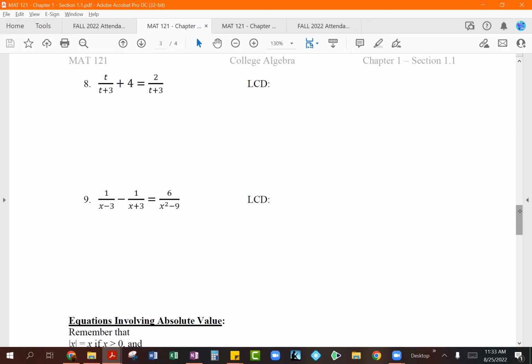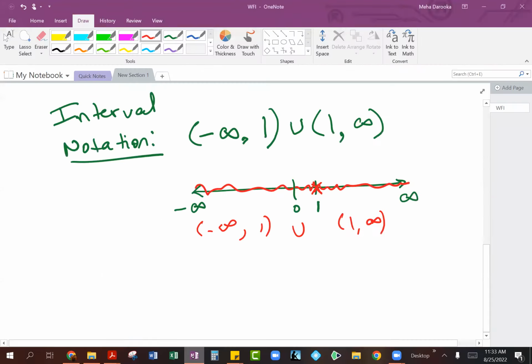So I'm going to skip number 8, but I'll show you how to work number 9, because that involves a little bit of factoring. And I know sometimes factoring can be something we need to kind of review or go over. So let's take a look at number 9 over here.